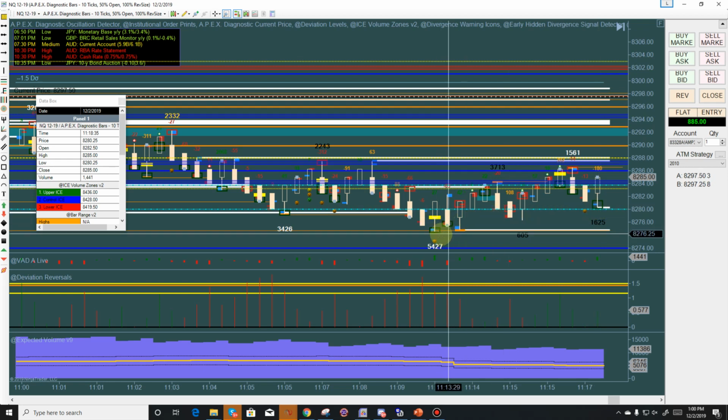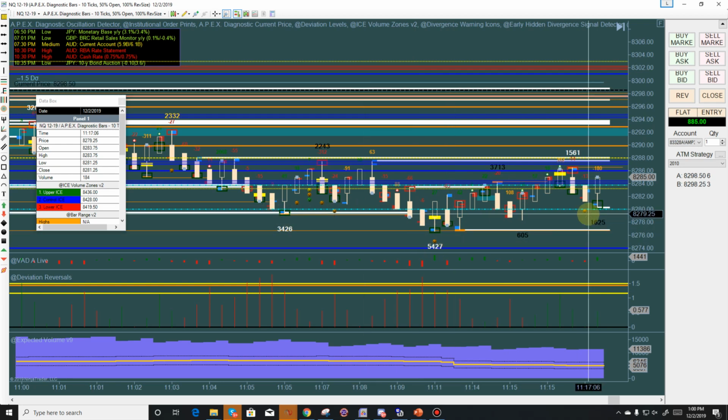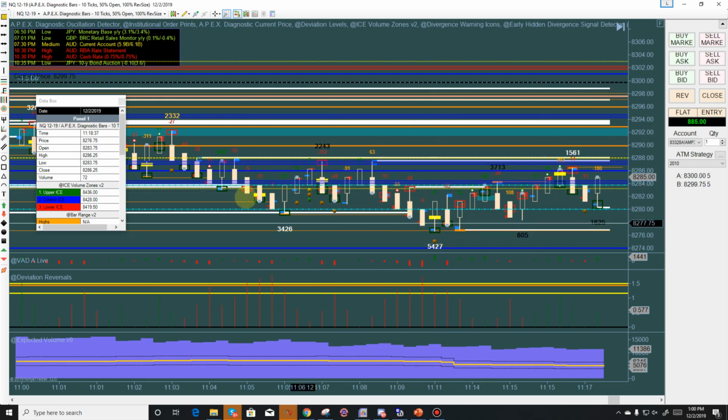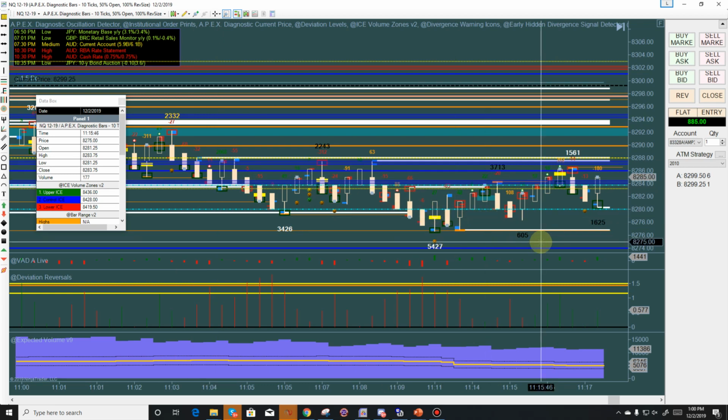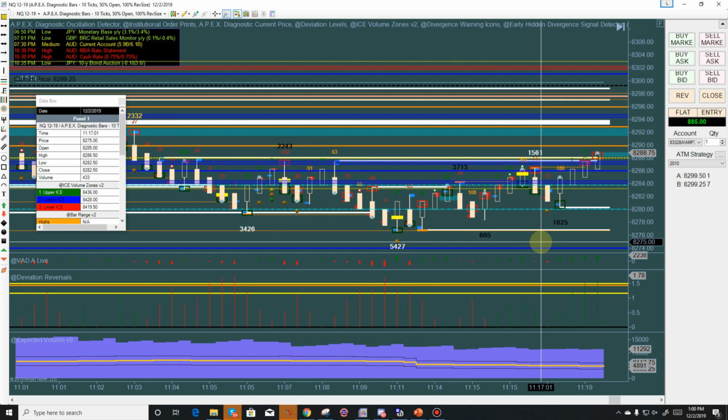I said the 11-11 I wouldn't take because you don't have divergence. I mean, it's chopping, but it's chopping in a downtrend, at least. So you don't have divergence. It's still making lower lows and lower highs. All right, so right here, we're starting to make higher highs and higher lows.